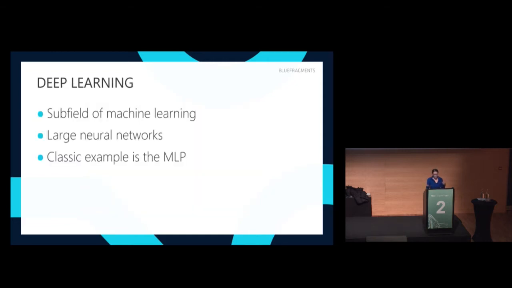Now, deep learning, as I mentioned, is part of machine learning. It's a subfield that was really developed in the 2000s because of the changes in technology. It features enormous neural networks, and the classic example, the one that I just showed you, is the multi-layer perceptron model. So you would just add more hidden layers into the model that I just showed you.